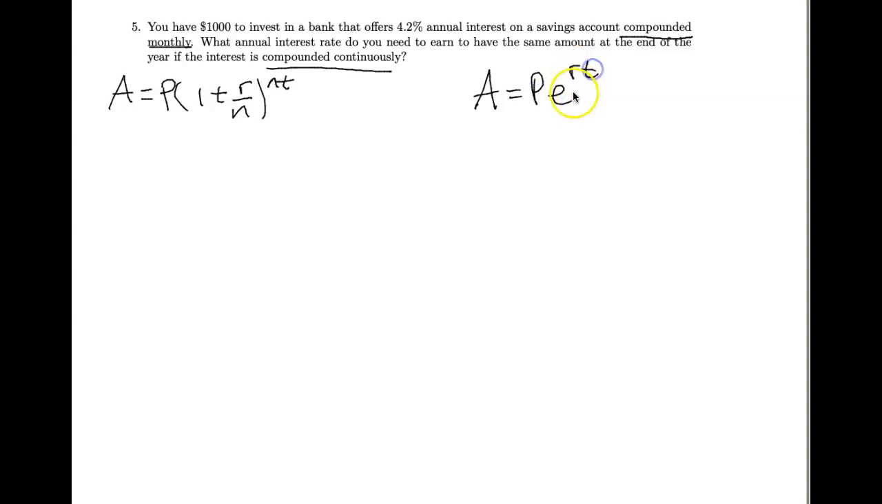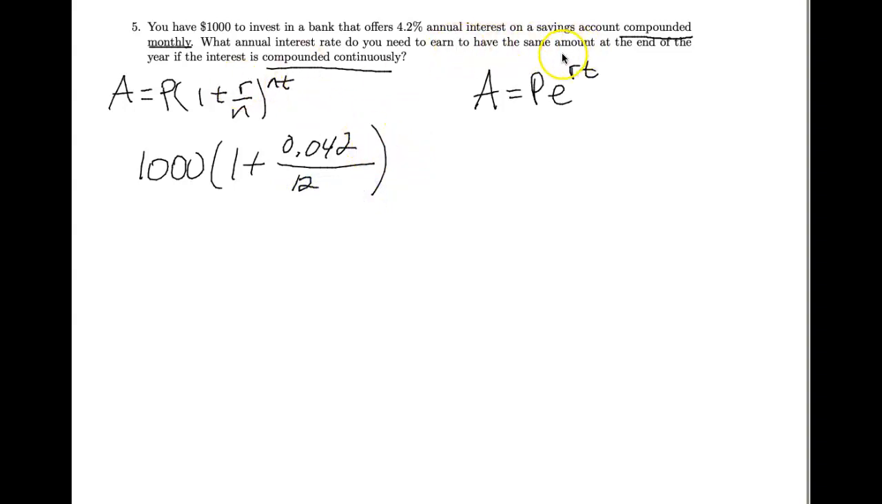So what we can do is, when it's compounded monthly, we use the formula A equals P times 1 plus R over N to the N times T. And when it's compounded continuously, we use A equals P E to the RT. So for this first bit of information, the P is 1,000 and R is 4.2%. When we change that to a decimal, it's 0.042. And compounded monthly means N is 12.